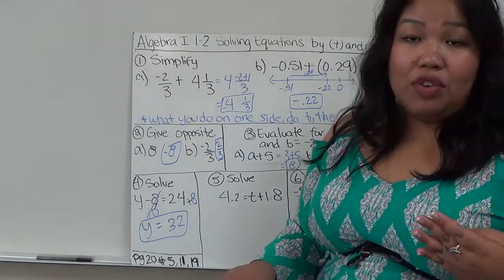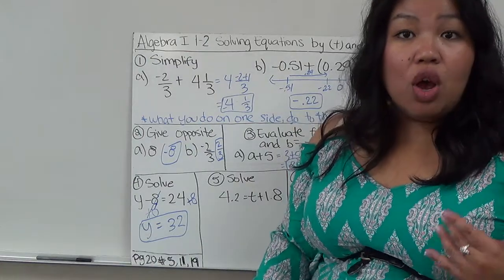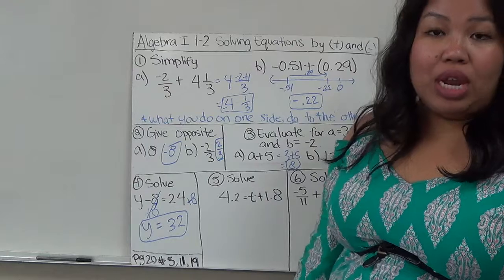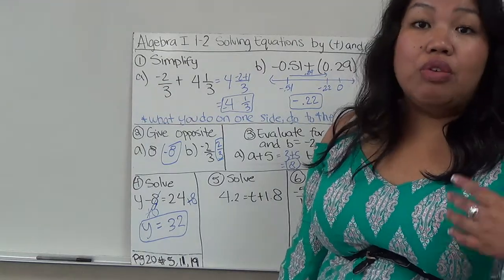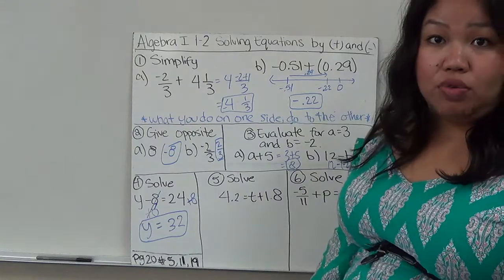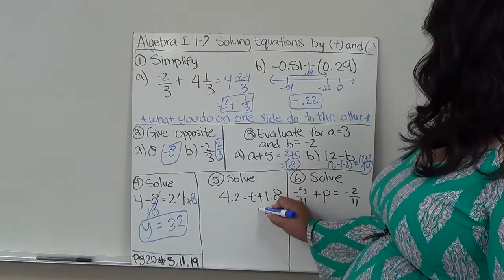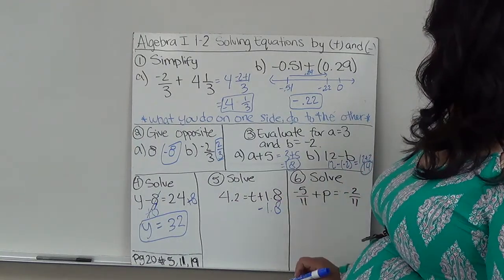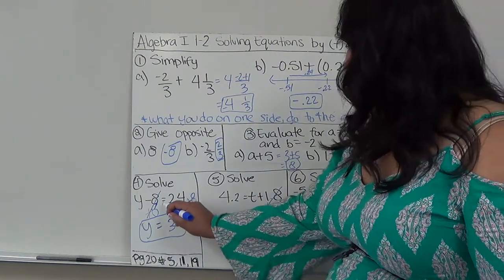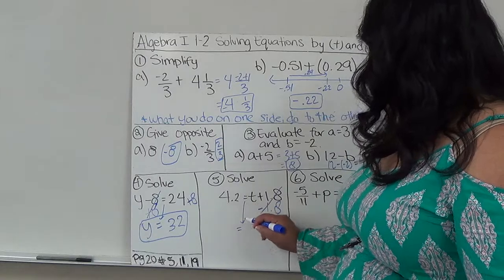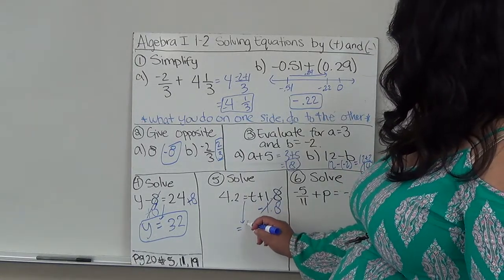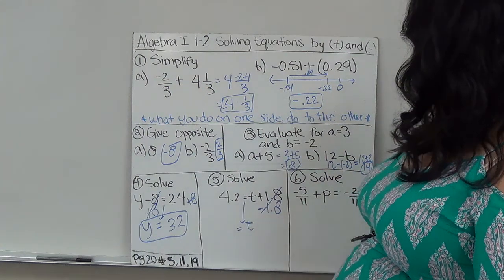I want to isolate the variable by getting rid of all its friends. Well, our variable is t, and its friend is positive 1.8. So in order to get rid of the friend, positive 1.8, I have to do the opposite of positive 1.8, which is negative 1.8. This cancels out, leaving me, see how I'm always bringing down the equal sign? Don't forget that equal sign. This gives me t on this side.